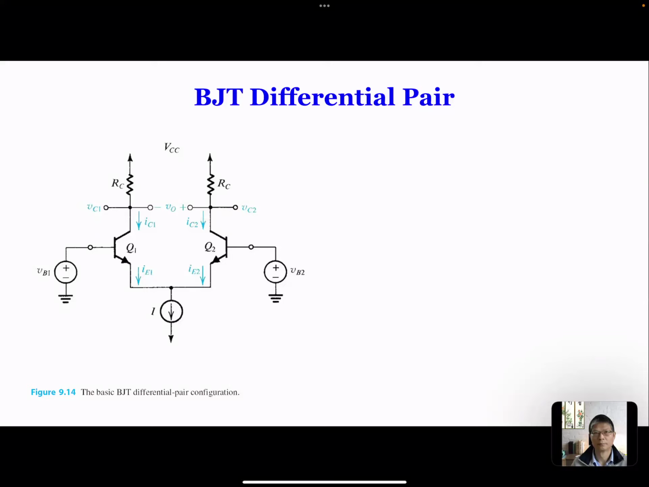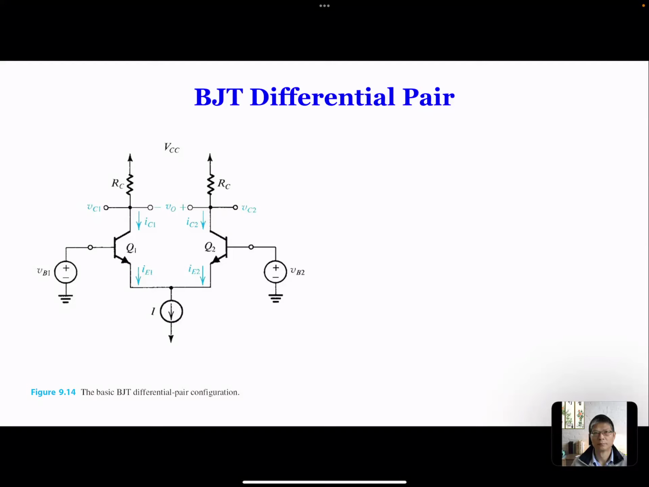So let's start with the differential pair. If you have mastered the circuits with MOSFETs, this is fairly easy. When we do this, we're going to try a few different things. Initially, for example, we're going to assume beta is infinity, and then we'll look at what happens when beta is not infinity.